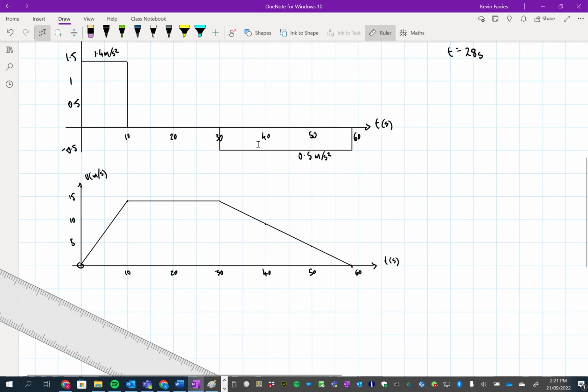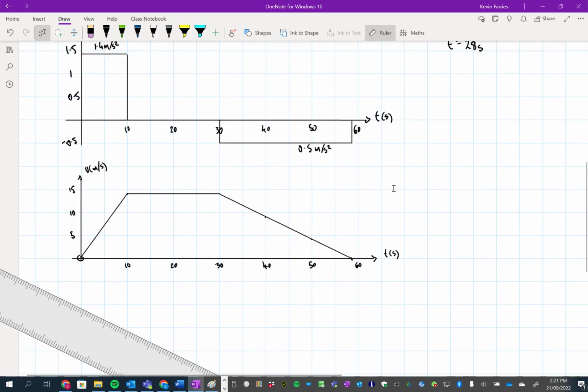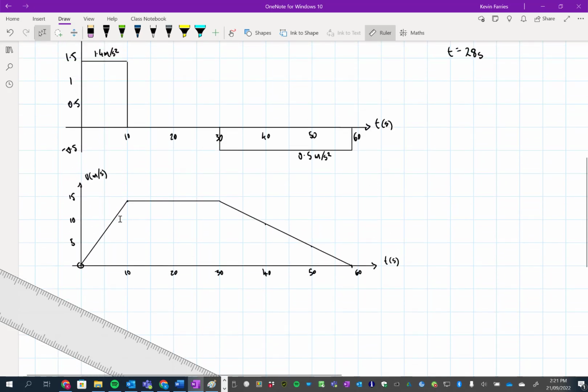So that's going to be 0.5 times 10, which is 5. So every 10 seconds you move along, the velocity is reduced by 5 meters per second. Okay, so you can do it that way as well, similar to the shear force diagram and the bending moment diagram.